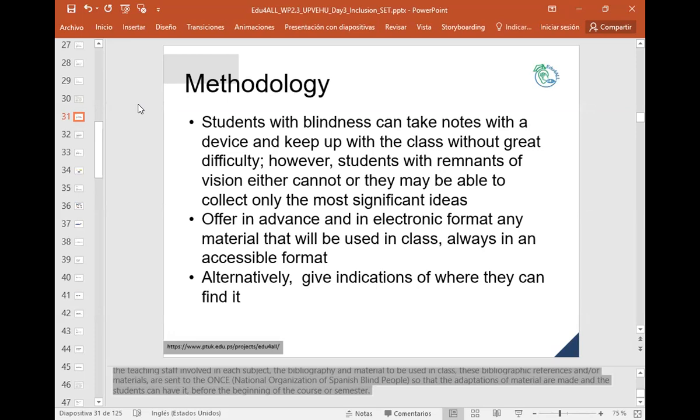This management should be processed through the Service for People with Disabilities of the university with the collaboration of other bodies that care for people with low vision. The service prior to the start of the course requests the teaching staff involved in each subject, the bibliography and material to be used in class. These bibliographic references and/or materials are sent to the ONCE, National Organization of Spanish Blind People, so that the adaptations of material are made and the students can have it before the beginning of the course or semester.